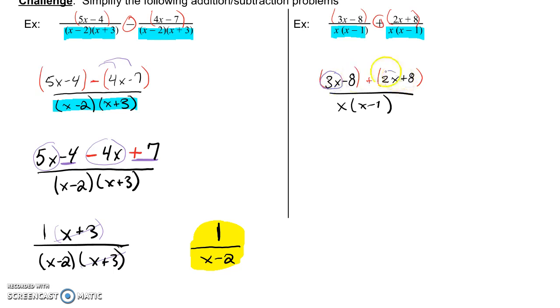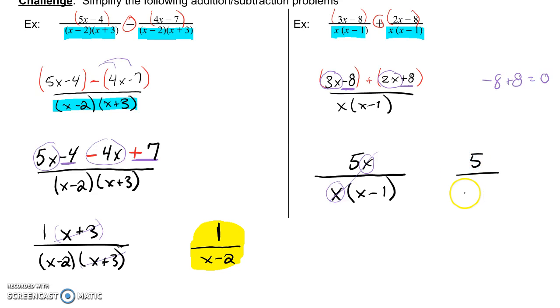My 3x plus 2x is going to give me 5x. But what happens with my minus 8 and my plus 8? Well, negative 8 plus 8 is 0, so I don't have to add anything. It's a monomial in my numerator. Denominator stays the same, and once again, I have a factor of x in the numerator and denominator. Those simplify to 1. I am left with 5 over x minus 1. And I have completed the problem.